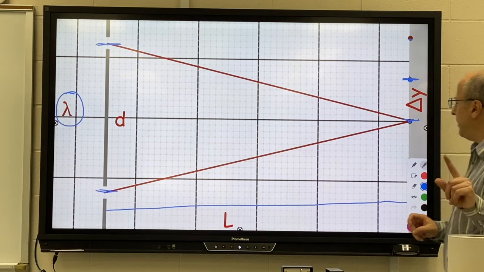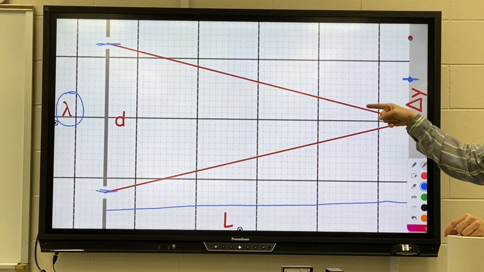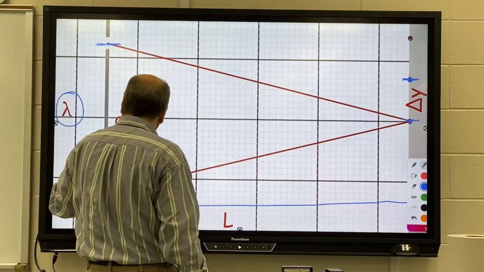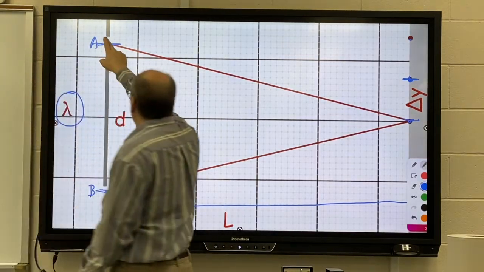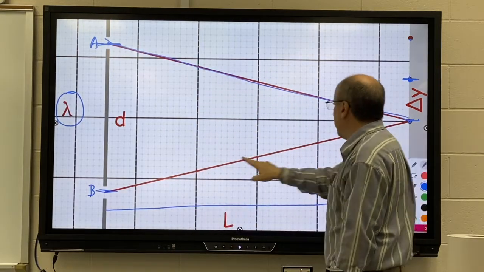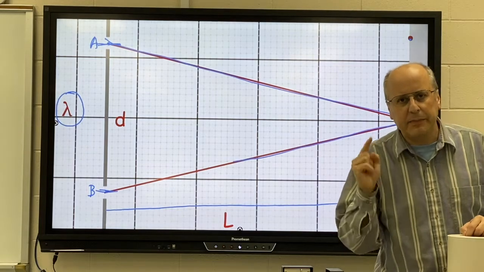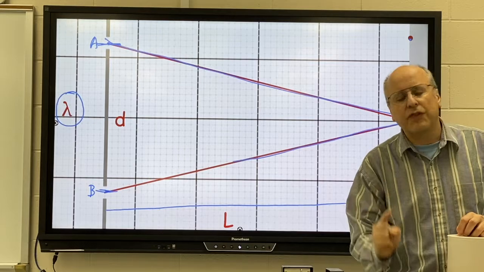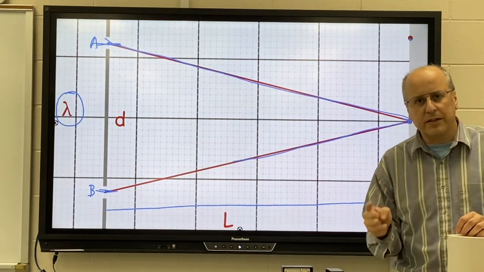Before we do, I just want to make sure it's crystal clear why we're getting these bright and dark spots. So here is a straight line from the top hole and the bottom hole. I'm going to label it A and B. The light that came from A and the light that came from B traveled the exact same distance to get there. So the difference in distance traveled by those waves is 0, so they are going to be constructive interference.